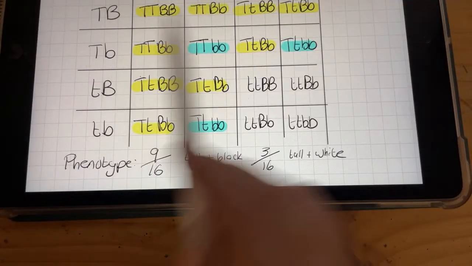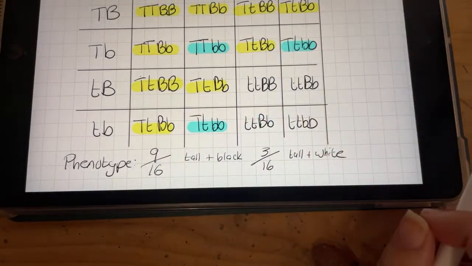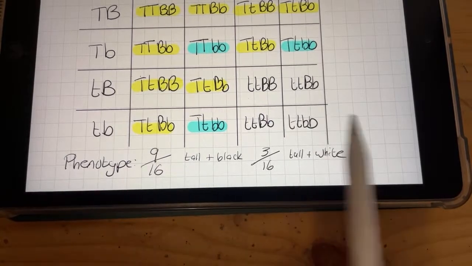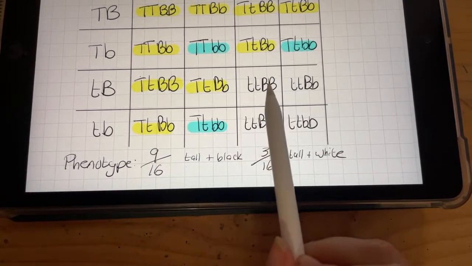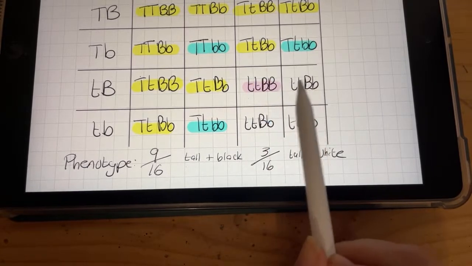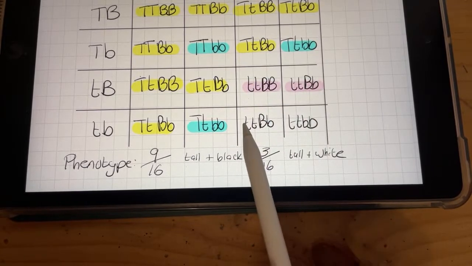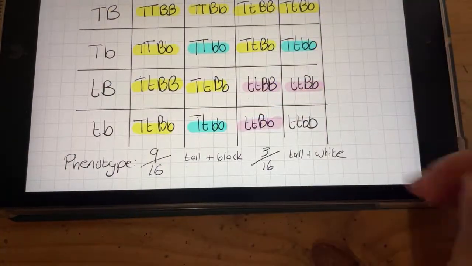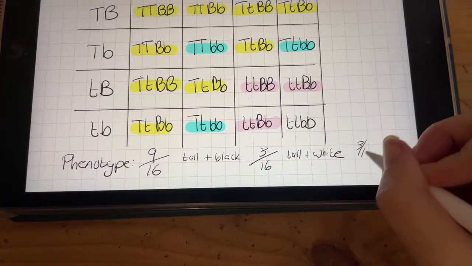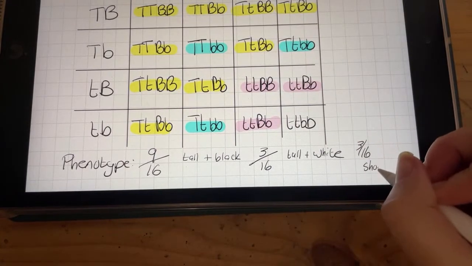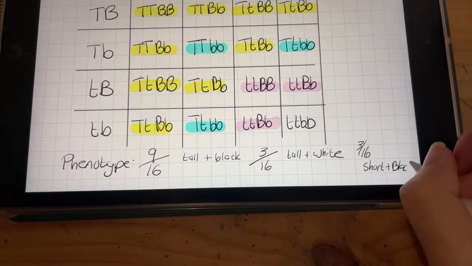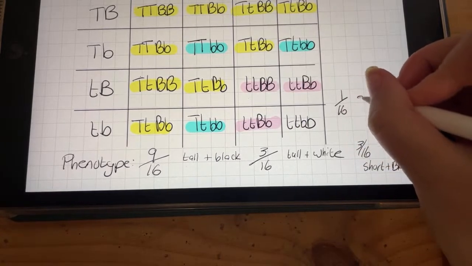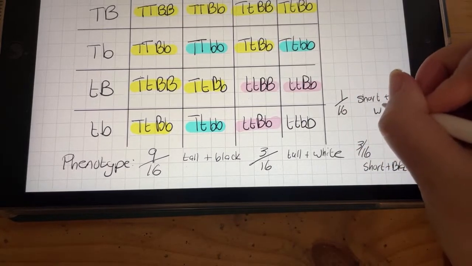Okay, next one. Let's do a different color. Because we've done the talls and the colors, now let's do the shorts and the colors. So let's do short and black. Short, yes. Black, yes. Short and black, yes. Short and black, no. So again, we have 3 out of 16 is short and black, which leaves us with our last little person over here, which is 1 out of 16, which is short and white.